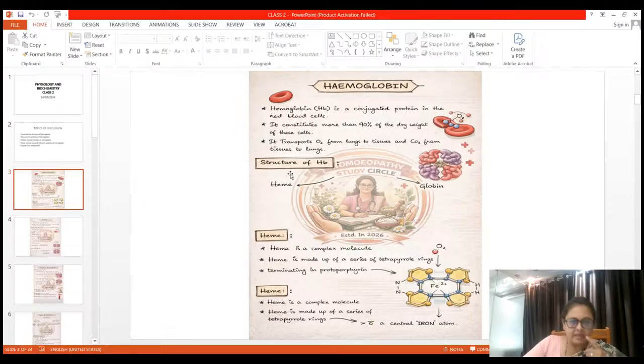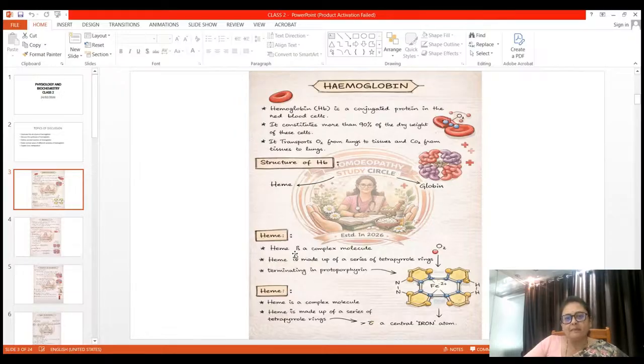So, the structure of hemoglobin is a combination of heme and globin. Heme is the iron part, globin is a protein part. That is why it is a conjugated protein. Heme is iron, globin is protein.